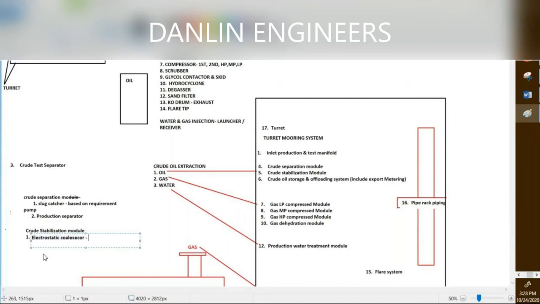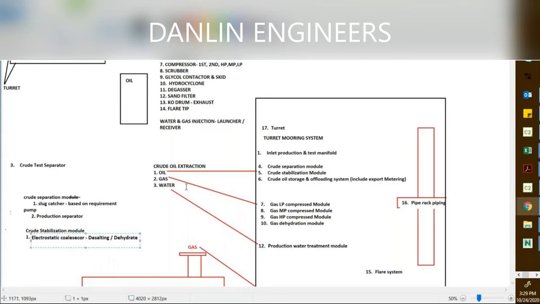What is the purpose of the electrostatic coalescer? If any salt content is there, that will be removed. If any water content is there, that will be removed. So it's a desalter. Also remove sand particles, S-A-N-D. Yes, the sand filter is required. If a sand filter is there, we can have a separate sand filter before that, otherwise after that. Most probably, the electrostatic coalescer removes the salt content and the water content.